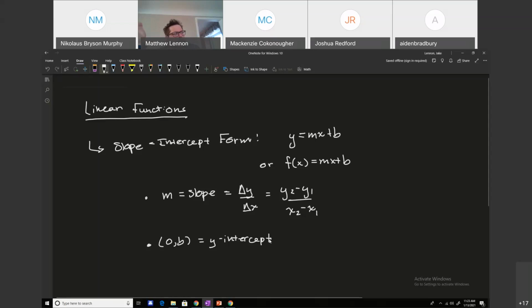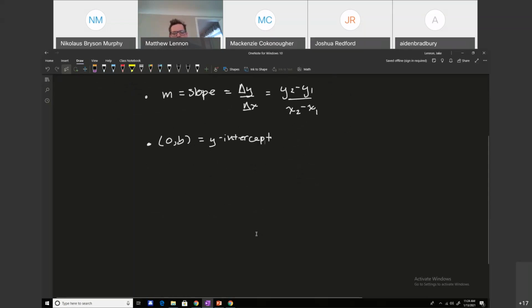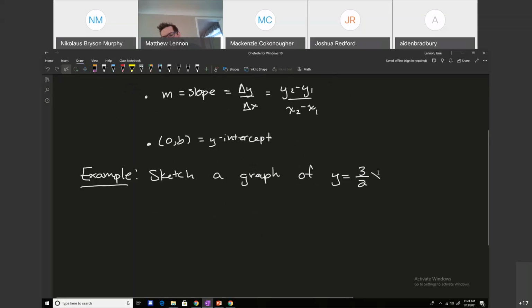So when we get into looking at slope-intercept form, two things we want to be able to do very quickly. We want to be able to go from a graph to the formula and vice versa. So let's say I give you a linear function. Can you quickly graph it? So let's start with that example. Let's say sketch a graph of y equals 3/2 x minus 4. Okay, so the fast way to do this is always locate your y-intercept.